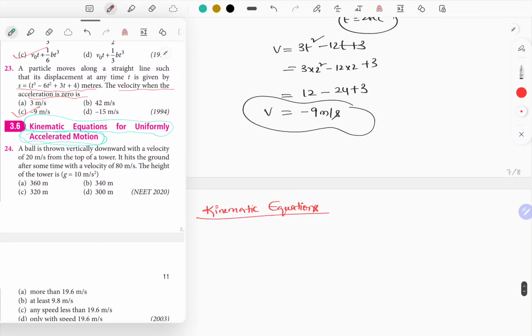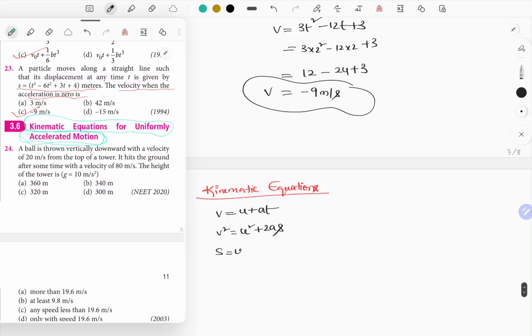The meaning of uniformly accelerated motion is acceleration is constant. Then only these kinematic equations are applicable. So here we have four equations. What are those four equations? That is v is equal to u plus at. V square is equal to u square plus 2as. One more, S is equal to ut plus half at square. Next, Sn is equal to u plus a by 2 into 2n minus 1. So these are the equations. This is not 9, don't imagine it as a 9. It is acceleration. Now let's learn about this terminology.